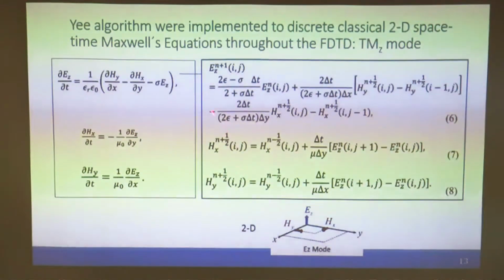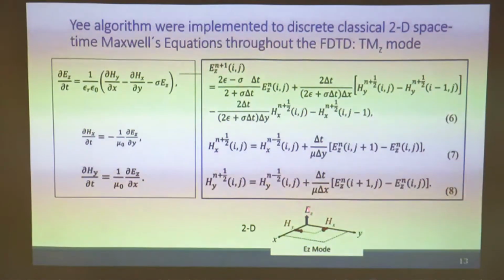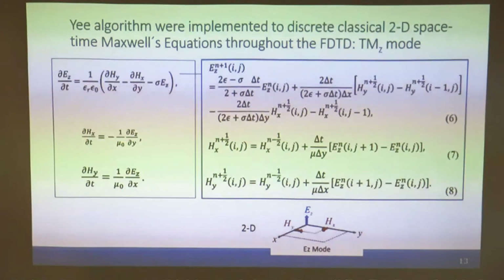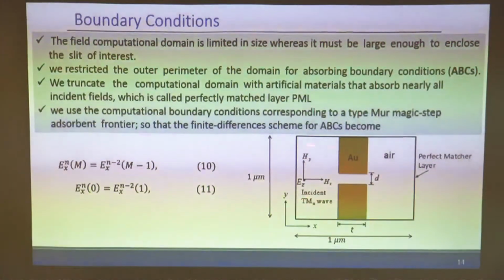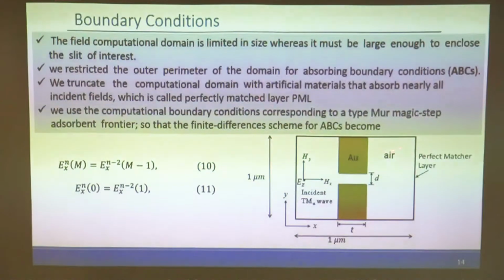You can see this is the Maxwell equation, and this is discretized, and I'm using this TM mode. Don't confuse it with depolarized, but in particular we are using this kind of wave. One of the boundary conditions is, and I use 1 micrometer by 1 micrometer. So what I do is that the field computation domain is limited in size, but will be large enough to enclose the slit of interest. In this case, 1 micrometer by 1 micrometer.